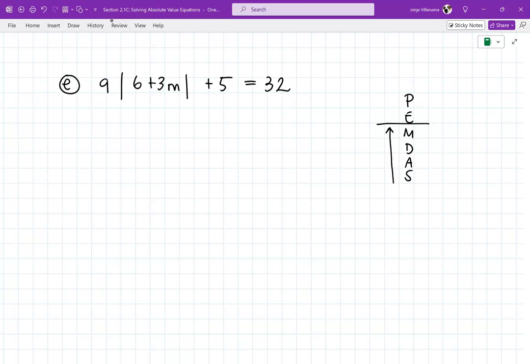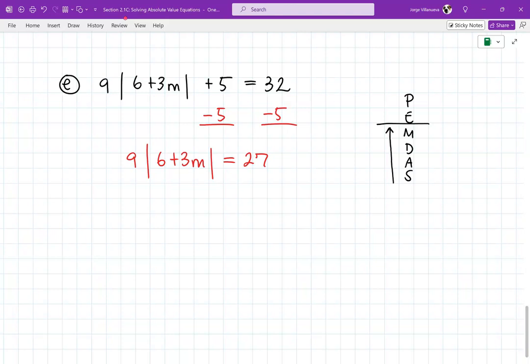I'm going to move that plus 5. So the way I'm going to move the plus 5 is by doing its opposite, minus 5. Notice I'm doing the steps of minuses. Usually I just draw an arrow, but we'll change it around a bit. So 9 times the absolute value of 6 plus 3m is equal to 32 minus 5, 27.